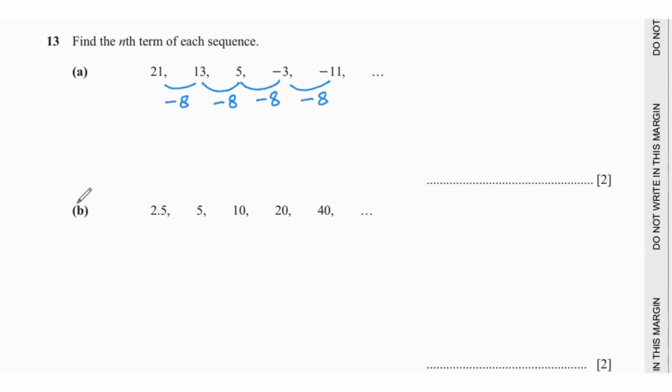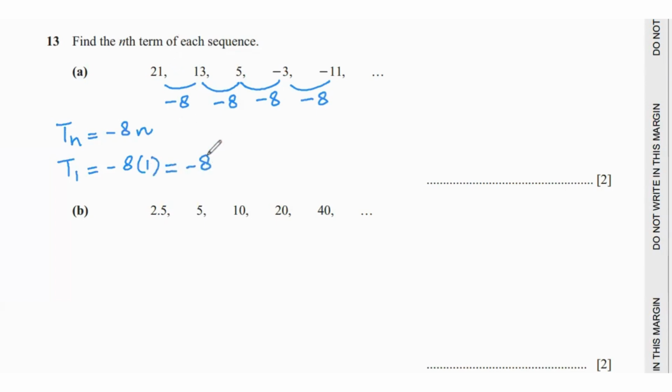So once you've identified the common difference, next step is to multiply that common difference by n. So we assume that the nth term is negative 8n. Now using that nth term, let's see if we can find the numbers given in the sequence. So for the first term, if we substitute n equals 1 in the nth term that we've assumed to be, negative 8 times 1 is negative 8.